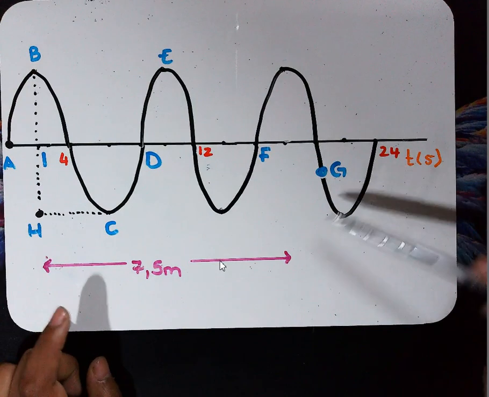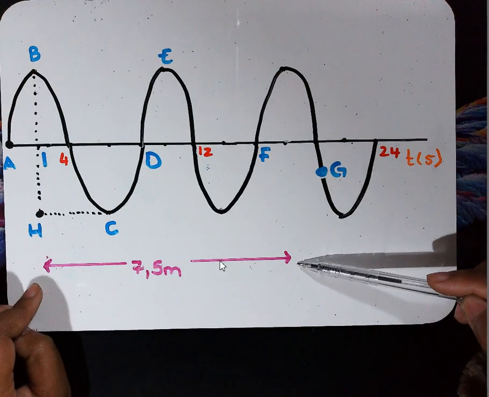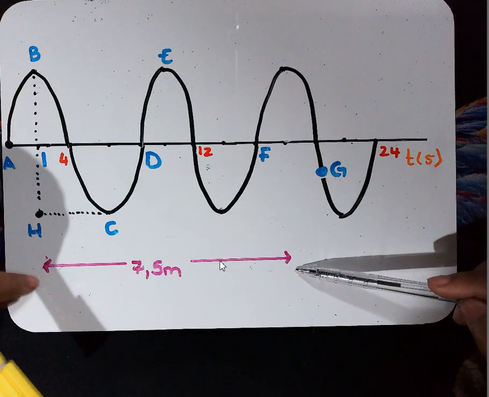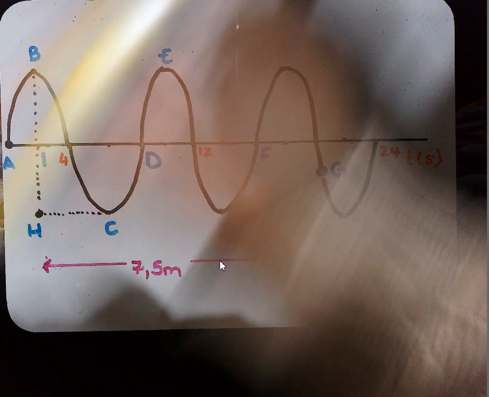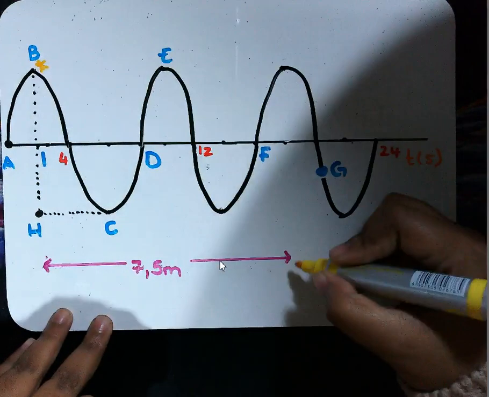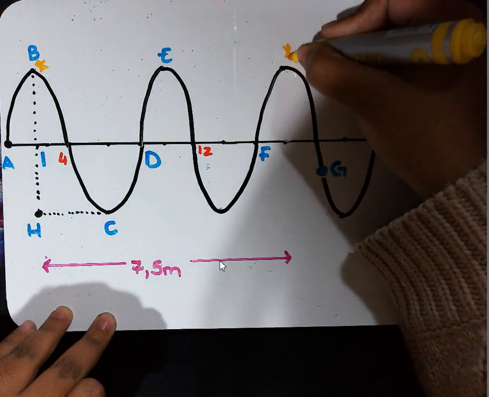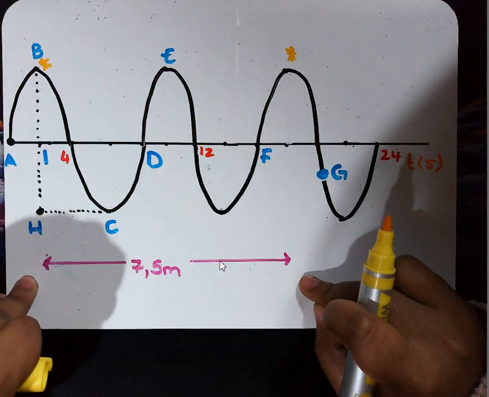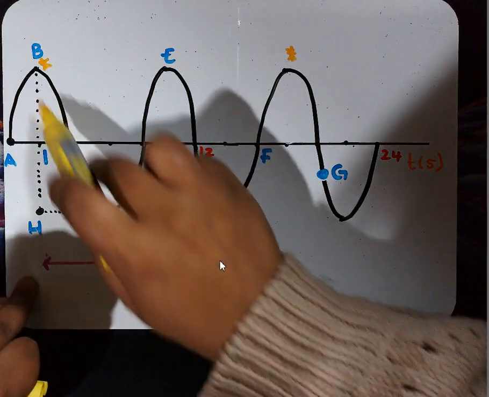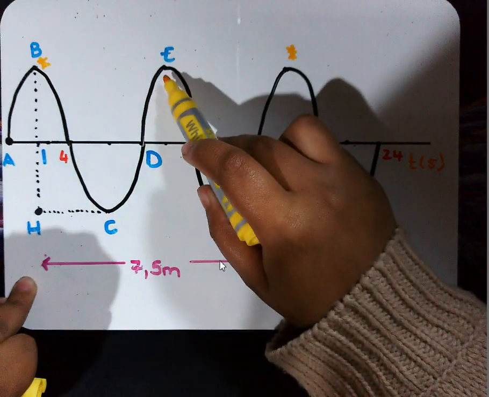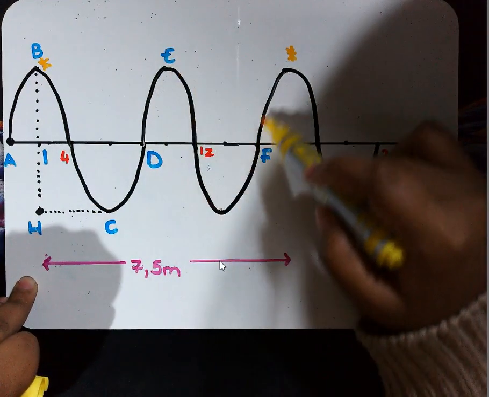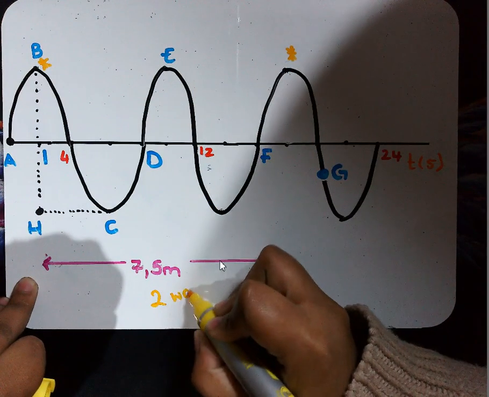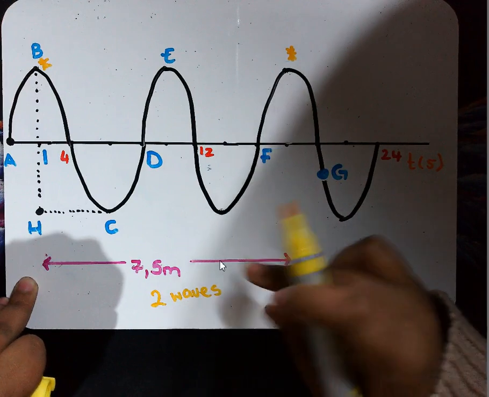Then we also see that we have the 7.5 meters, and it's very important for us to see what that is pointing at. It's from this point to this point, from yellow star 1 to yellow star 2, that is 7.5 meters. I need you to see that this is one wave, and when we continue to the next part, we have 2 waves. So this 7.5 meters is for 2 waves. That is how long 2 full waves are.